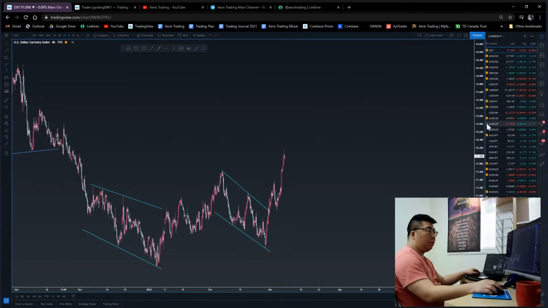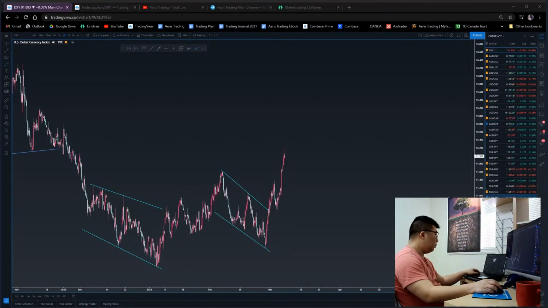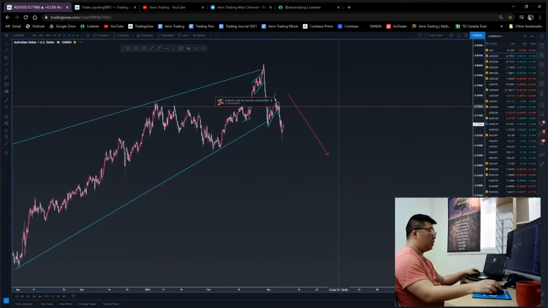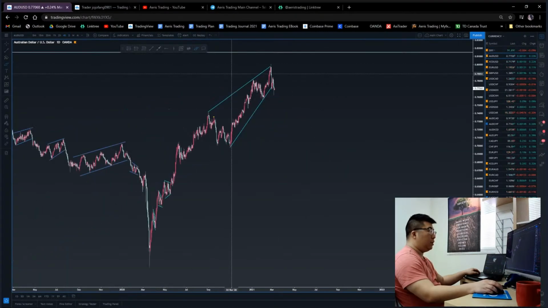Aussie, Swiss, I'll go over that as well. So let's continue to the dollars. So for the dollars, let's look at Aussie dollar, for example. Aussie dollar is looking great.